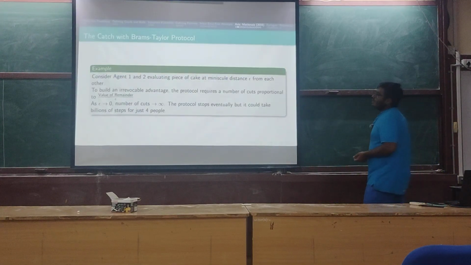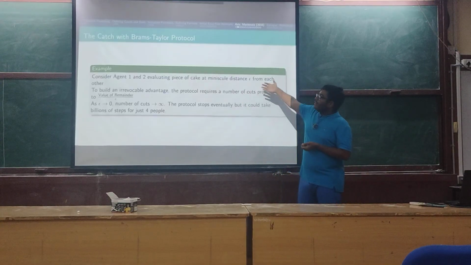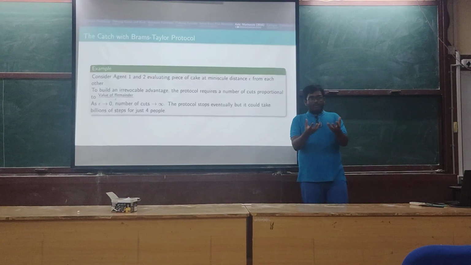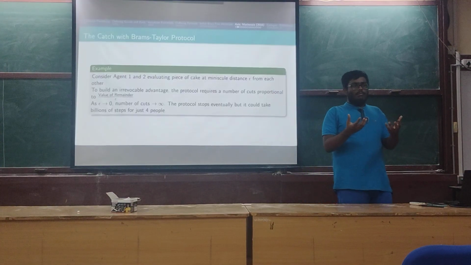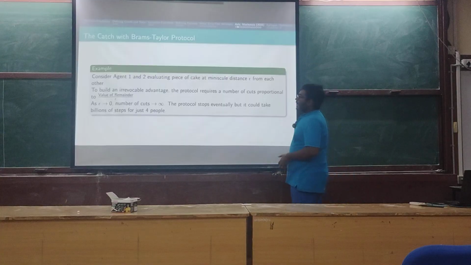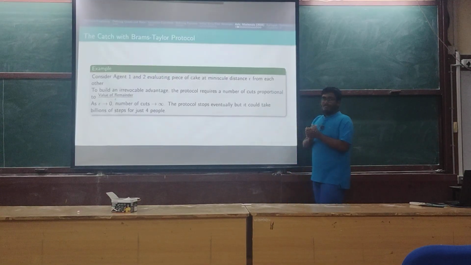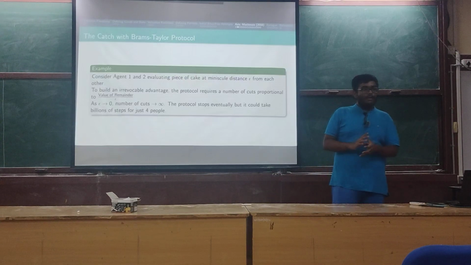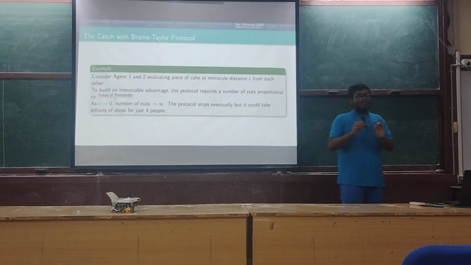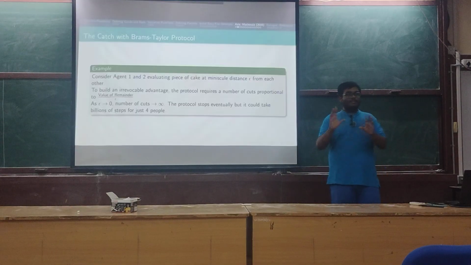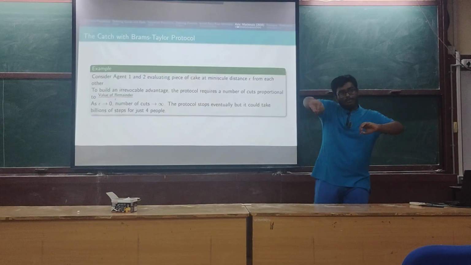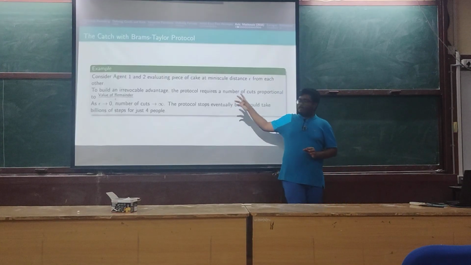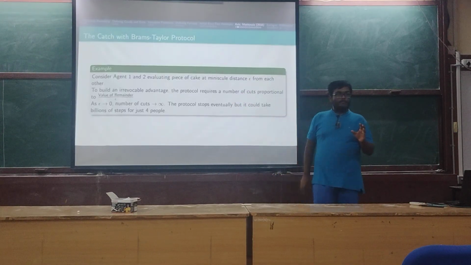And the issue with the Brams-Taylor protocol is this: I have agent 1 and agent 2 evaluating a piece of cake, whose valuations differ by some arbitrary epsilon. The way they work is that I will be creating an irrevocable advantage, and the protocol will cut so that after some point the remainder is stripped down to less than epsilon. They will give a bit of this and a bit of that, and keep distributing such that after some time the value of the remainder is less than epsilon.